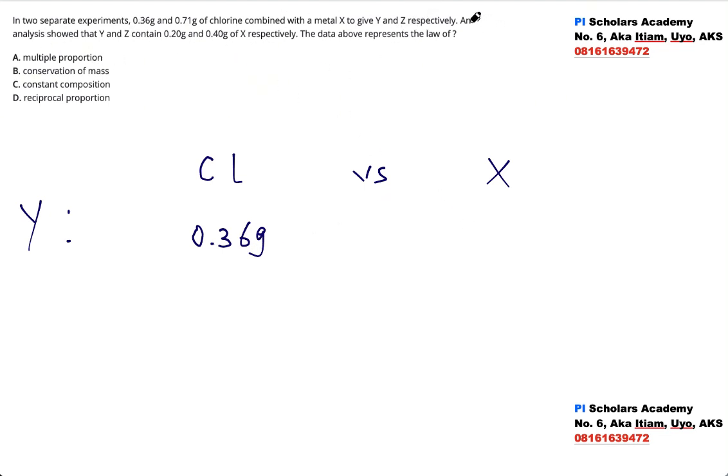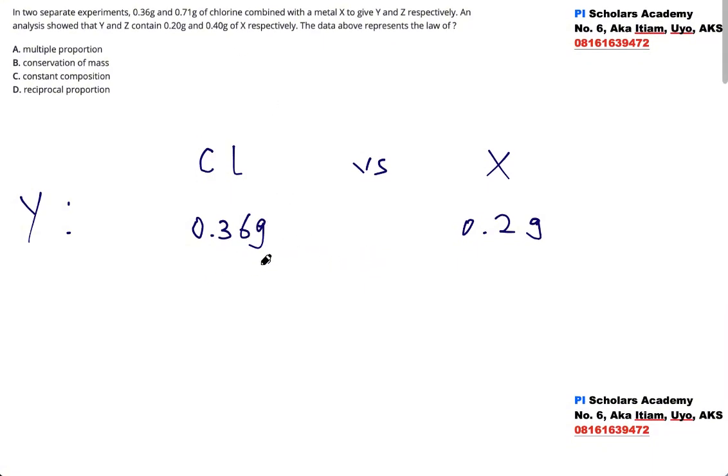And then we need to look for the mass of X in Y. In the latter part, it says an analysis showed that Y and Z contain 0.2 and 0.4 gram respectively for X. So that means that in Y we have 0.2 grams of X. Now, the first thing we want to do here is to find this in their simplest ratio. And how do we do that? First, you decide which one you want to use to divide both sides. You can either choose chlorine or you choose X. If you choose the value of chlorine, you use that to divide both of these values. If you choose X, you use the value of the mass of X here to divide both of them.